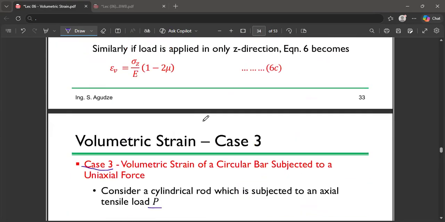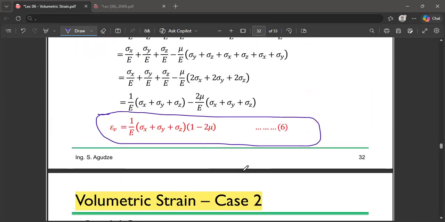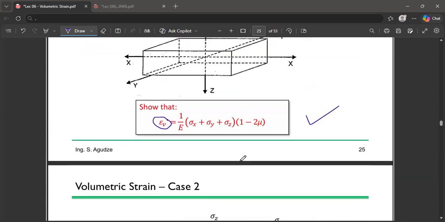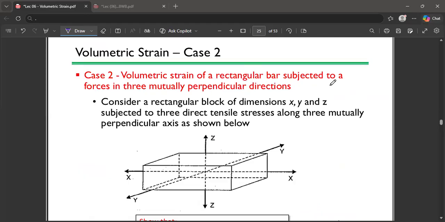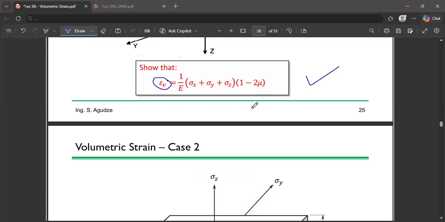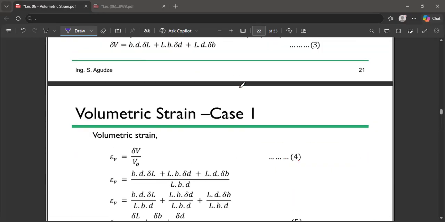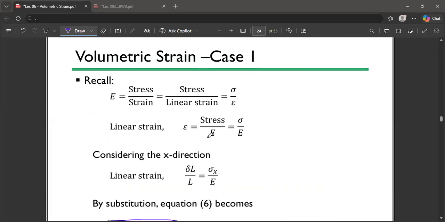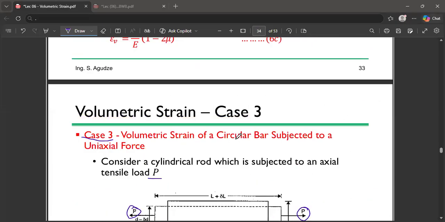That is case 3, which is the volumetric strain of a circular bar subjected to uniaxial force. And case 2 was about what? Case 2 was just about the volumetric strain of a rectangular bar subjected to forces in 3 mutually perpendicular axes. Finally, case 1 was the volumetric strain of a rectangular bar subjected to uniaxial force. So since case 1 was a rectangular bar, case 3 is a circular bar, and case 2 is the three mutually perpendicular forces. As simple as A, B, C.